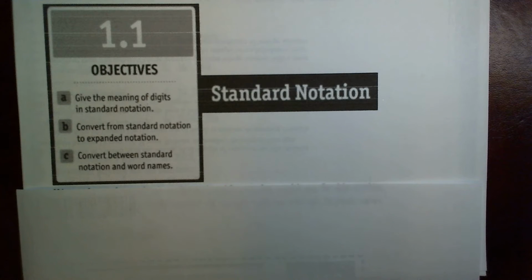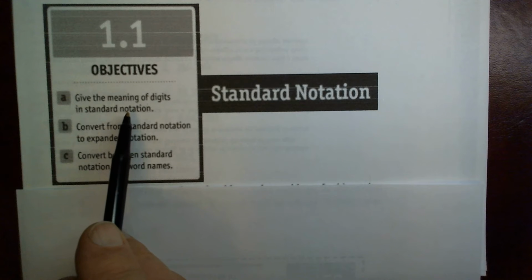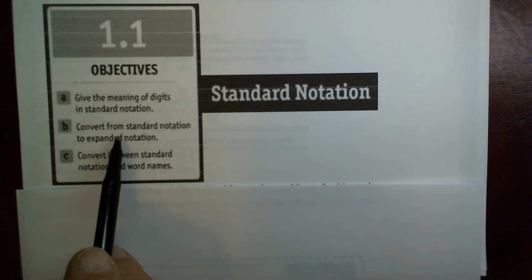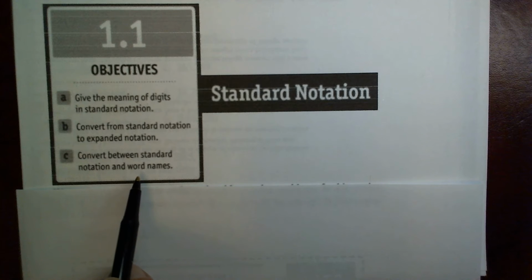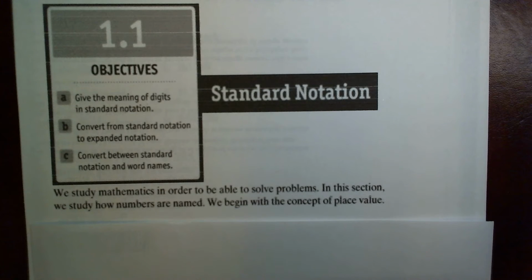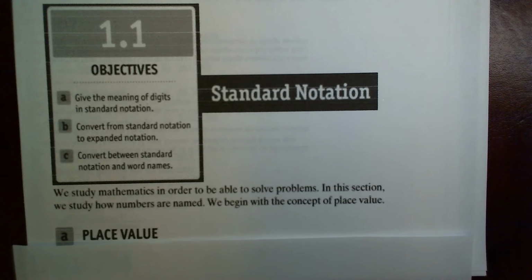In section 1.1 we have 3 learning objectives. One is giving meaning to digits in standard notation. Then we convert from standard notation to expanded notation, and then convert between standard notation and word names. Now, the reason we study mathematics is to be able to solve problems. So in this section we study how numbers are named. We begin with the concept of place value.